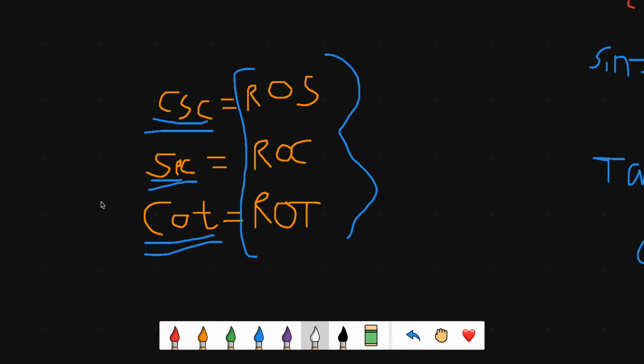Sorry if I have to pause for a while. So cosecant is a reciprocal of sine. Let's say you got a value of sine, opposite over hypotenuse. It will then be hypotenuse over opposite, because cosecant is the reciprocal of sine. Now secant is the reciprocal of cosine. Cosine is adjacent over hypotenuse, so secant is hypotenuse over adjacent. Cotangent is the reciprocal of tangent.